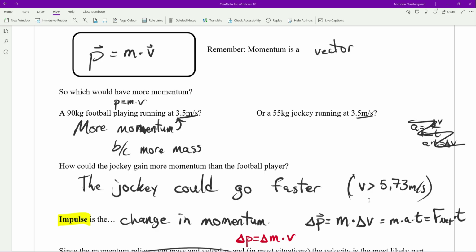Now we also have a term called impulse, and this impulse is the change in momentum. Remember, change we represent with delta. Change in momentum is equal to the mass multiplied by the change in velocity. In red here, I have change in momentum is equal to change in mass times velocity.